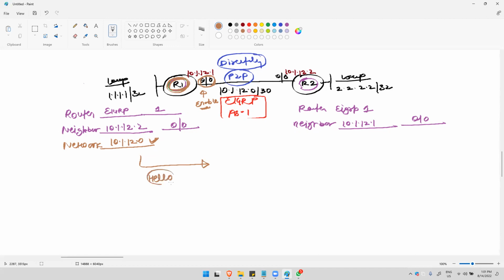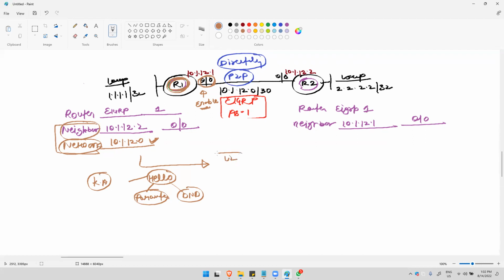The Hello message. In the hello message we do two things: we verify parameters, we do the DND process, and we also do keepalive. If you run only a single network command, we use multicast. If you run neighbor plus network, it is unicast, because after the network command we know which interface is enabled for EIGRP, and after the neighbor command we know the manually configured specific neighbor.